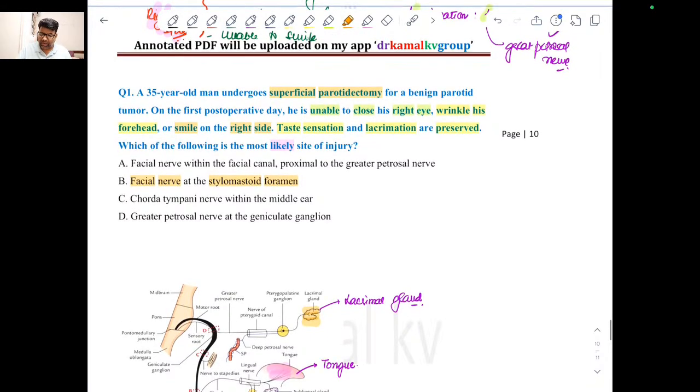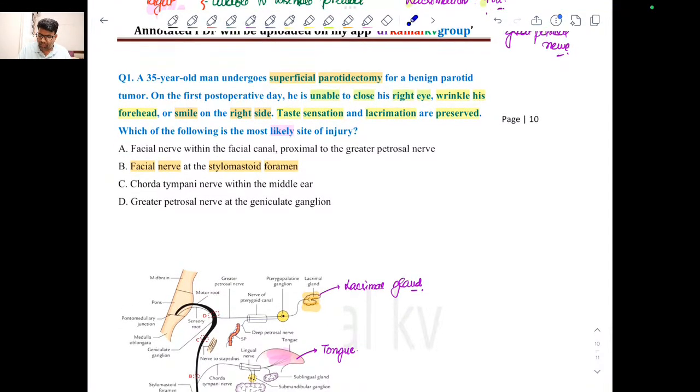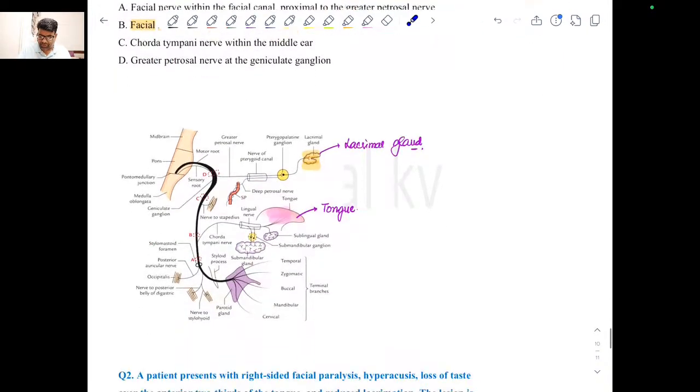Okay. So if the greater petrosal nerve is involved, lacrimation will go. If the chorda tympani is involved, there will be no taste sensation from the anterior two-third of the tongue. So again, greater petrosal, lacrimation. Clear? So this is how you need to solve this question.